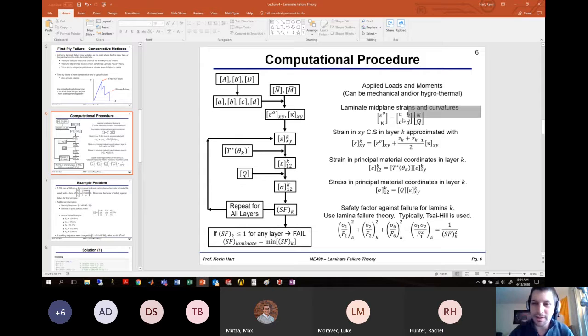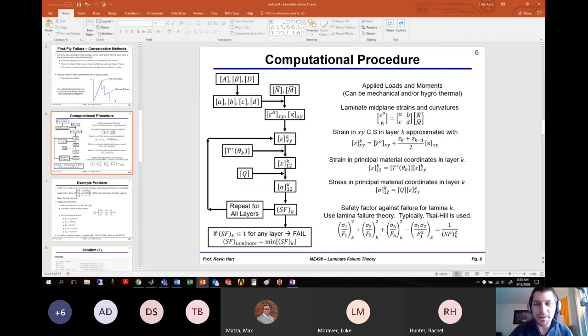All right, so we have an equation over here for that. That's using the inverse compliance matrix relating the loads and moments to strains and curvatures. All right, so you've done that already. Next, I want to determine what the strain is in layer K. So I want to know, at every single layer inside of the laminate, what is the strain at that particular layer? Well, it's a combination of the midplane strains and the curvatures.